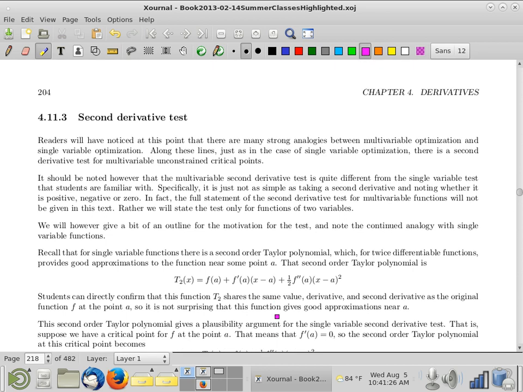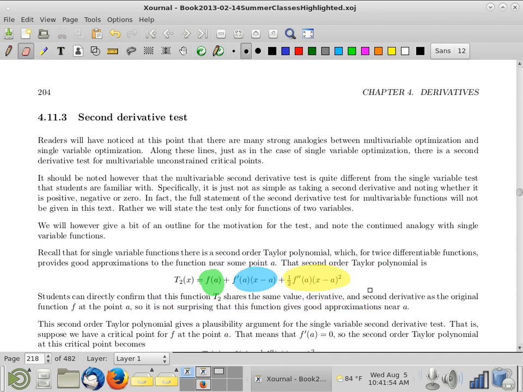Here's the Taylor polynomial, second order Taylor polynomial. Hope you guys remember your Taylor series stuff. I know it's probably been a while, right? But you have the constant term, and then you have the linear term, and then you have the quadratic term. And the series continues, but as a quadratic polynomial, this is the second order Taylor polynomial, right?